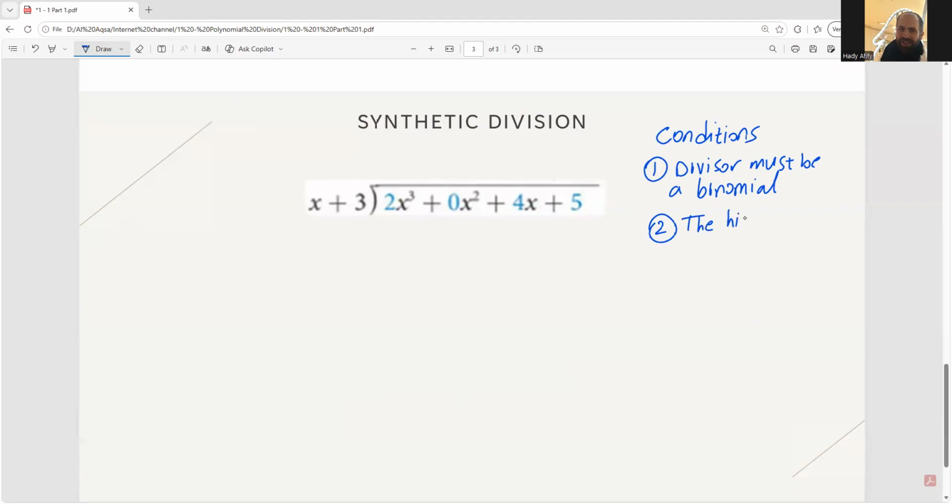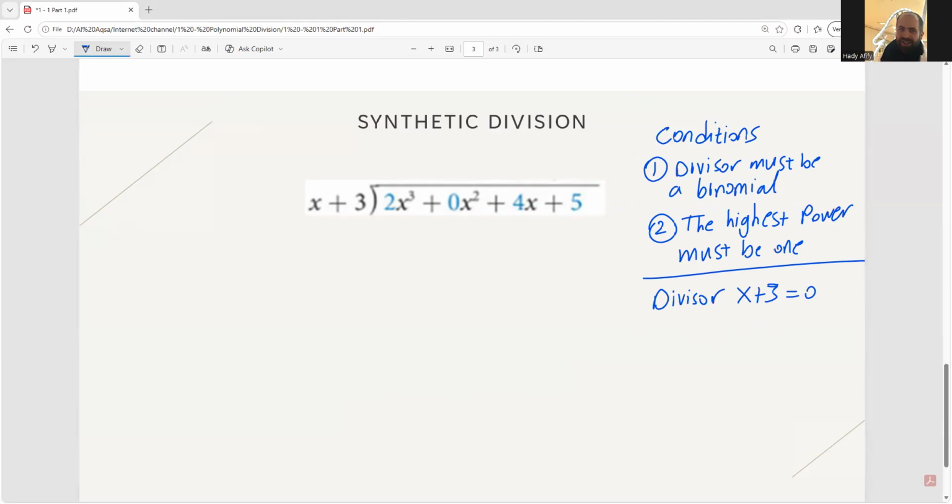The highest power must be 1. Otherwise, it will not work. So we have the divisor here, which is x plus 3. And in order to use the synthetic division, I need to equalize x plus 3 with 0, and I need to find what will be the value of x.